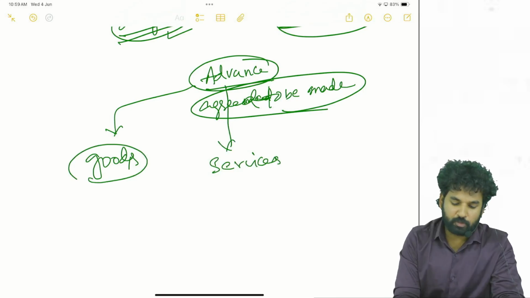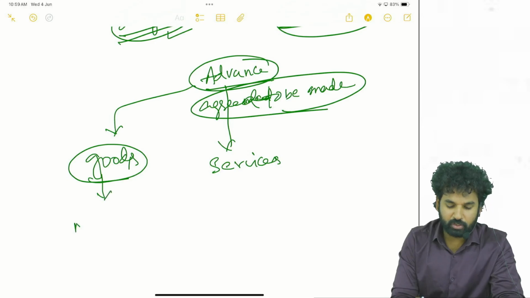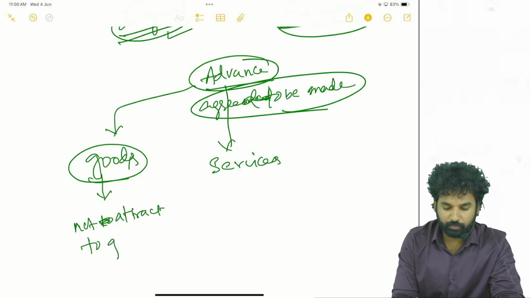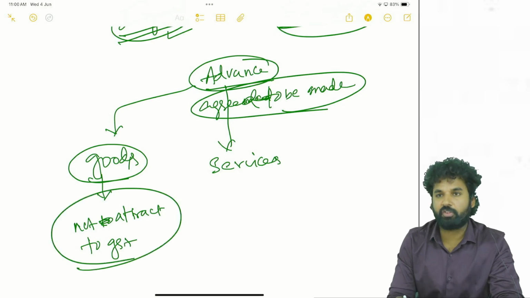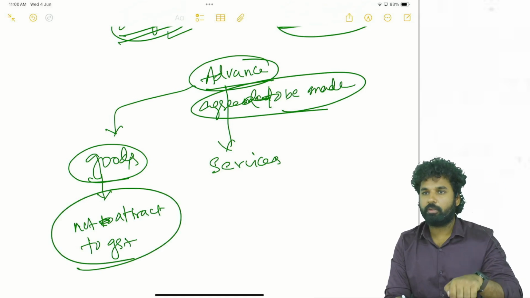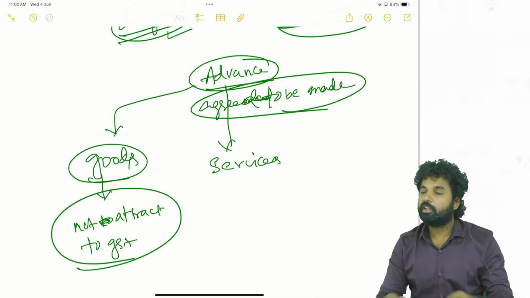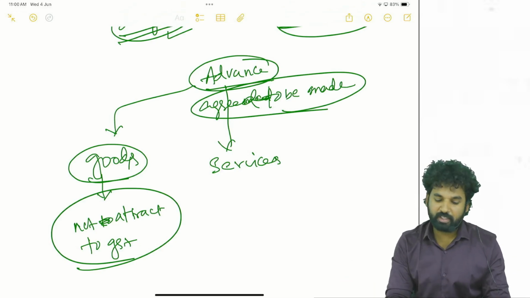Okay. So with respect to goods, it is not attracted to GST whenever you are paying advance. GST will be attracted only when the actual supply happens. Whenever you are taking advance, GST will not be attracted. There is an exception to this.